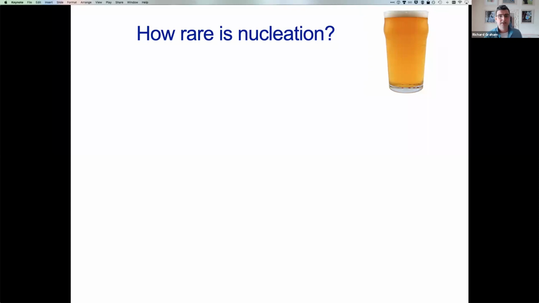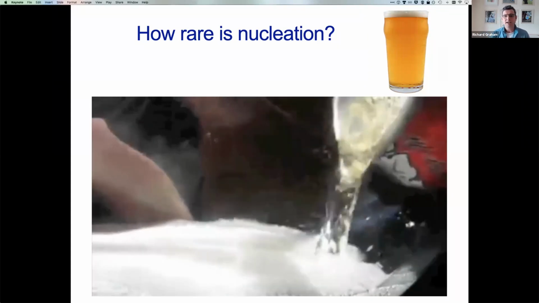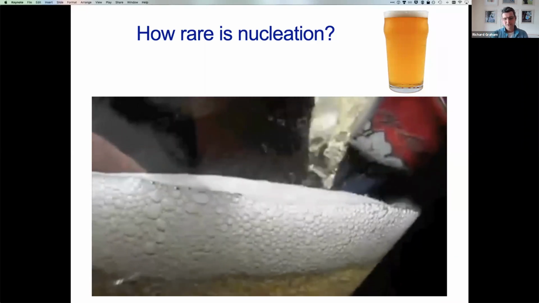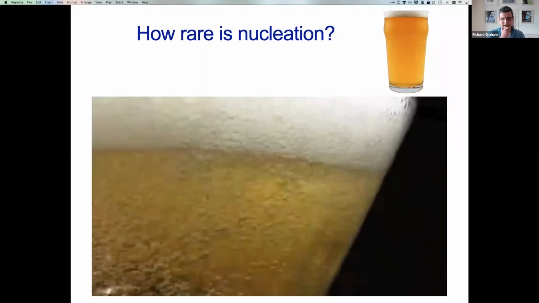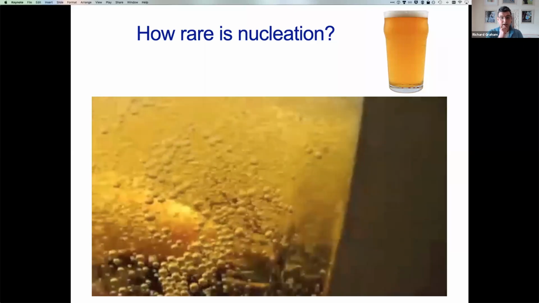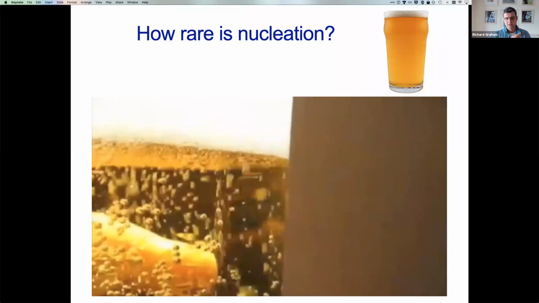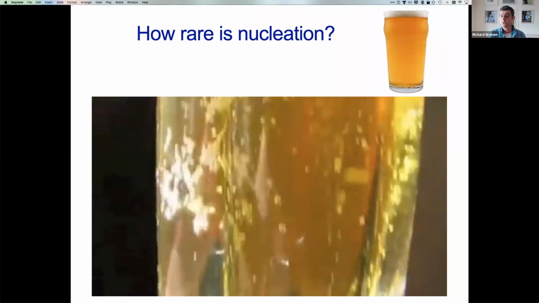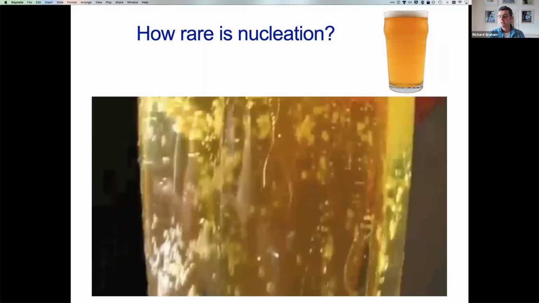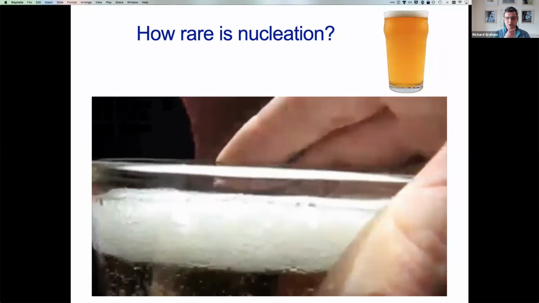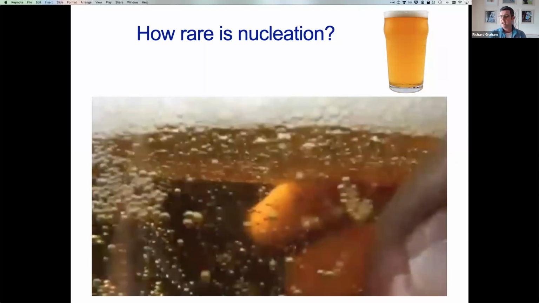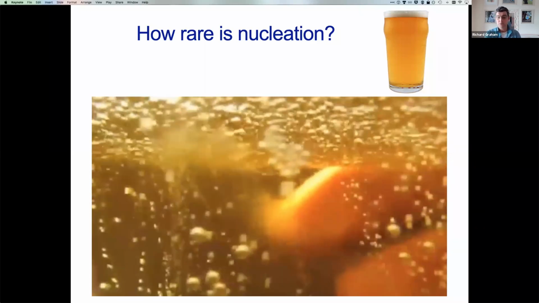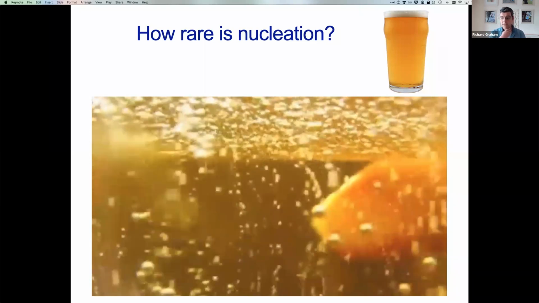It's like that. So to give a feel for how rare nucleation is, I'd like you to imagine staring into a glass of beer and seeing the bubbles appear. Each of these bubbles is the effect of a single nucleation event. And we can do a very hand-wavy back-of-the-envelope calculation of just how many attempts at nucleation are going on in this glass of beer.